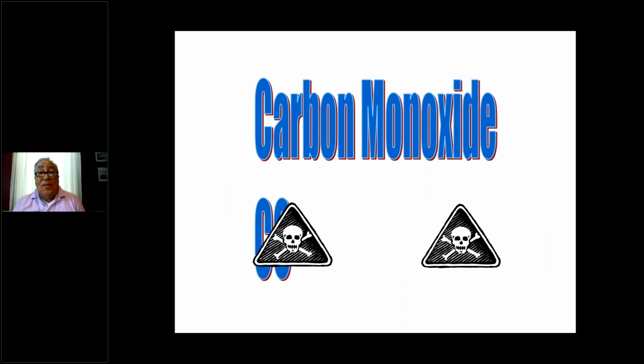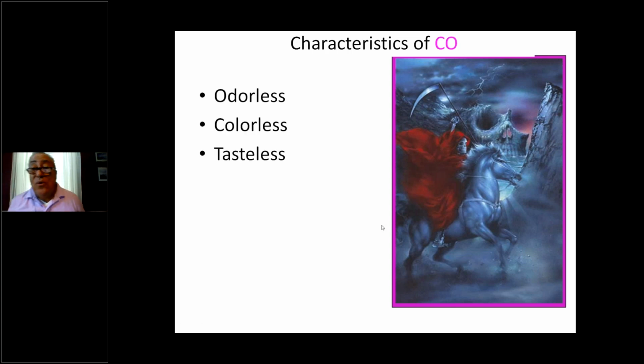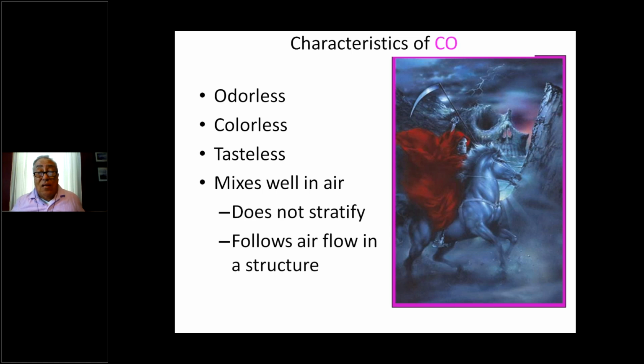While we're on the subject of carbon monoxide, what is it, and why is it so dangerous? Well, it's dangerous because it's odorless, colorless, and tasteless. So you don't even know it's there. It just kind of sneaks up on you. It mixes very well in air, and it doesn't stratify, which is one of the things that makes it so dangerous, that it will follow the air flow in a structure. It's not heavier, it's not lighter, it's the same weight as air, so it'll just follow the air in a dwelling. And it's poisonous, so all kinds of bad things.